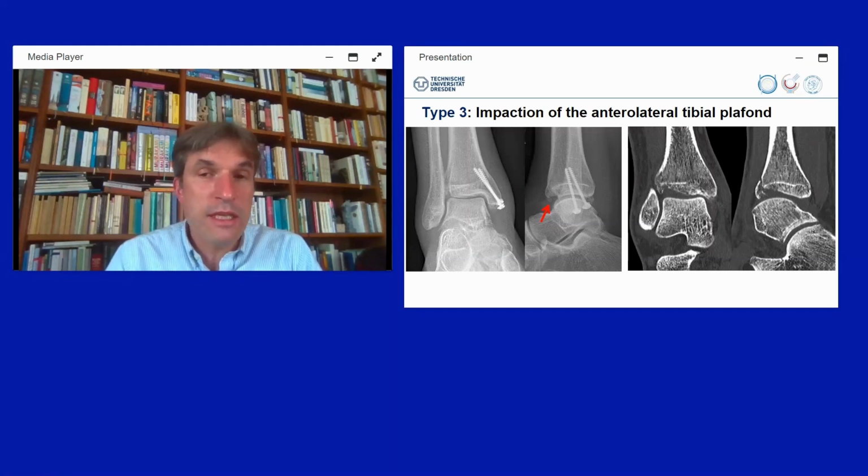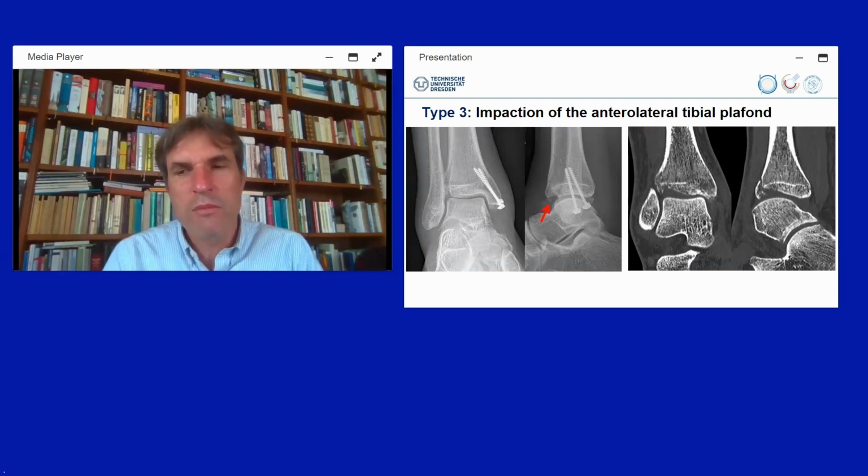Last but not least, there's still not big proof about that, but it may be suspected that the avascular necrosis that can sometimes be seen in the anterolateral tibial plafond also has its root in an injury with impaction, maybe if overlooked, or maybe just the impaction that doesn't lead to a fracture, but to some bone marrow edema and maybe some disturbed blood supply in that region.